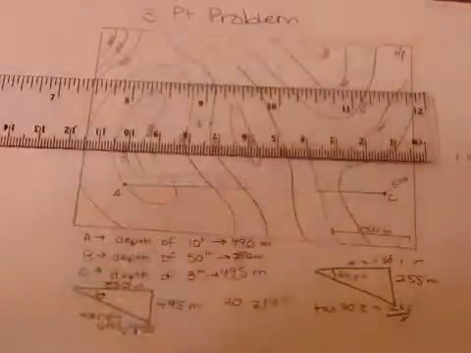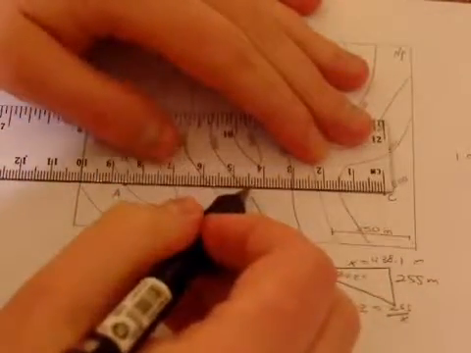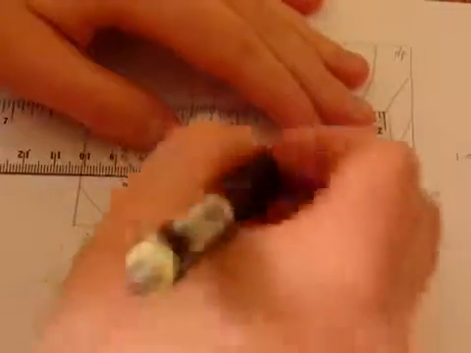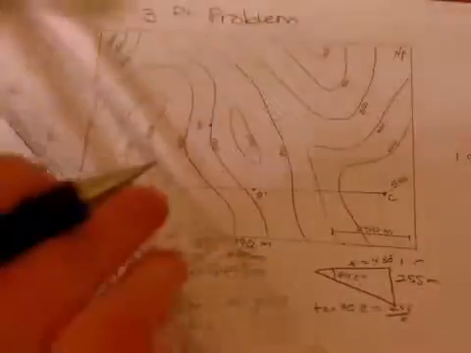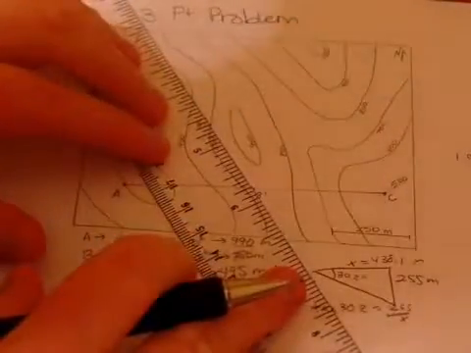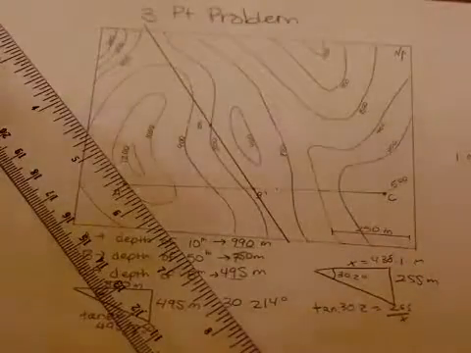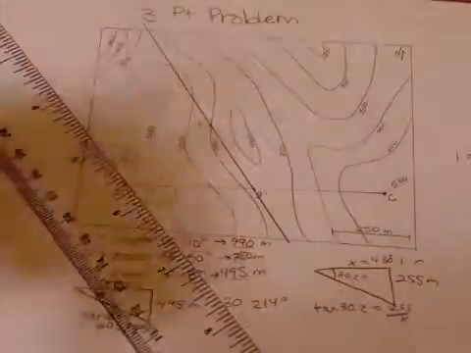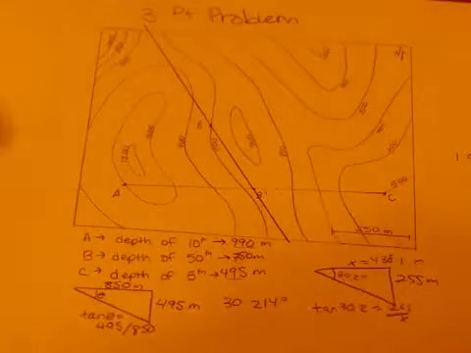So if every 100 meters is a centimeter, then I need to come out 4.38 centimeters. Just about right here. And that's where B would hit that line. So we'll call this B prime. So the line from B to B prime, I'm going to draw this in pretty dark. That is your strike. That's your strike direction, because those 2 points have the same elevation. We know that any 2 points with the same elevation define strike.